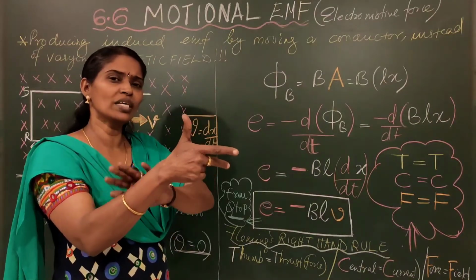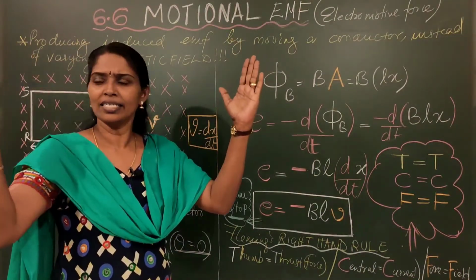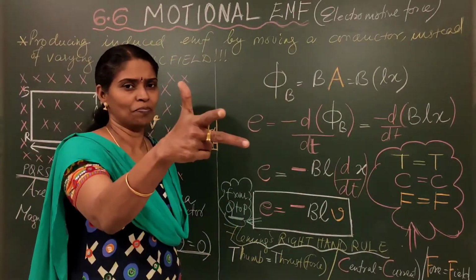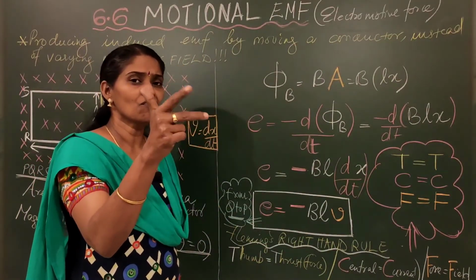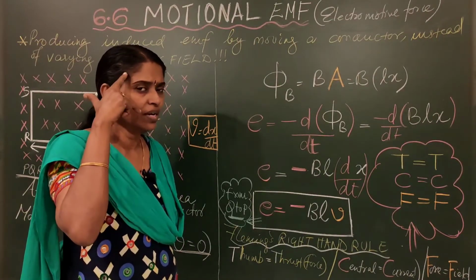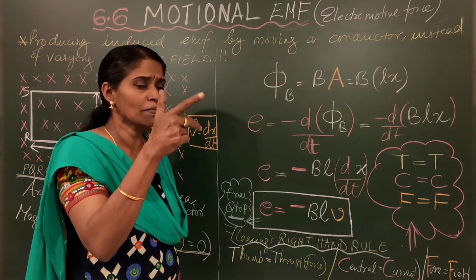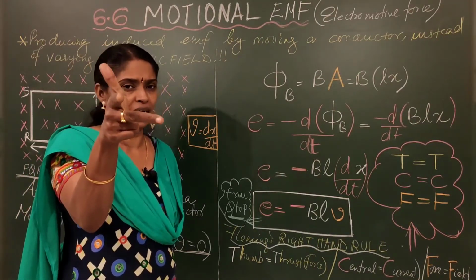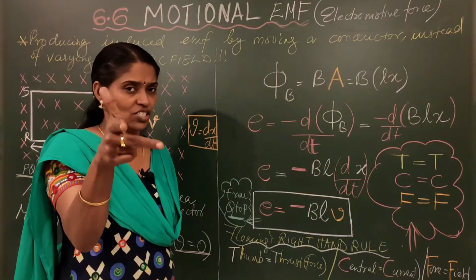So you have to hold the right hand. This is the right hand, this is the left hand. Remove the left hand, hold on the right hand, with thumb, forefinger and central finger. Please be aware of the words: thumb, forefinger, central finger, mutually perpendicular. They are 90 degrees to each other.